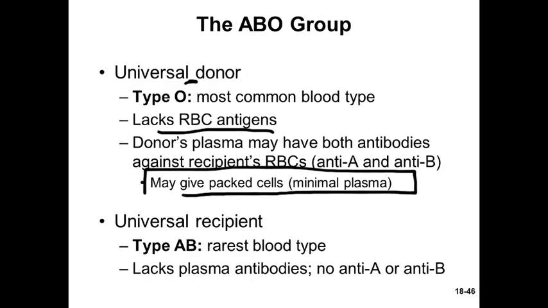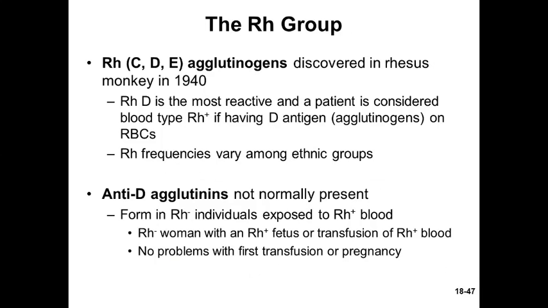There's very, very little plasma when you are donating or being given blood. And so you don't have to worry about the inherent issues with the antibodies from the donor, just the red blood cells. Now, the universal recipient is AB, more specifically AB positive, and this is a rare blood type. It lacks antibodies. This person lacks antibodies, and so they can receive any blood type.